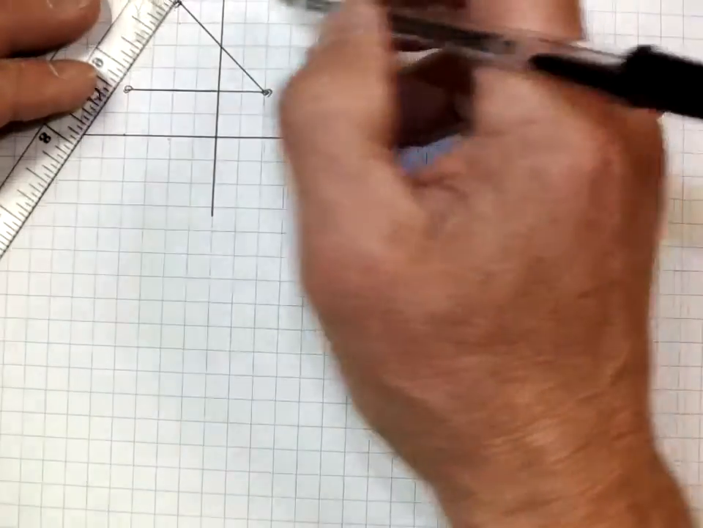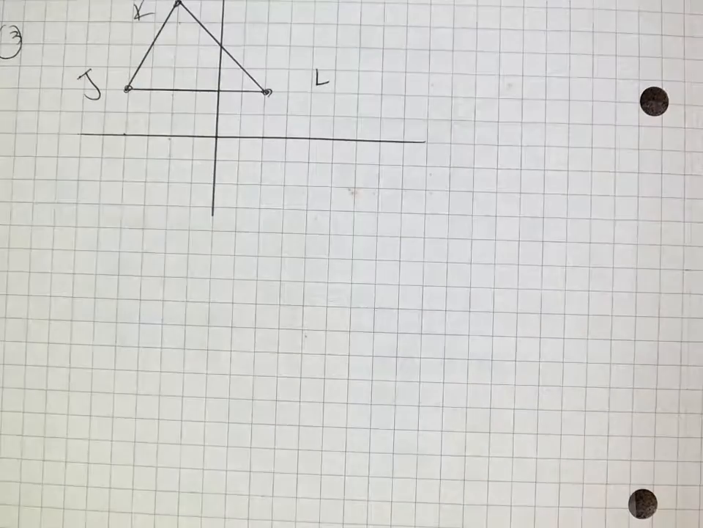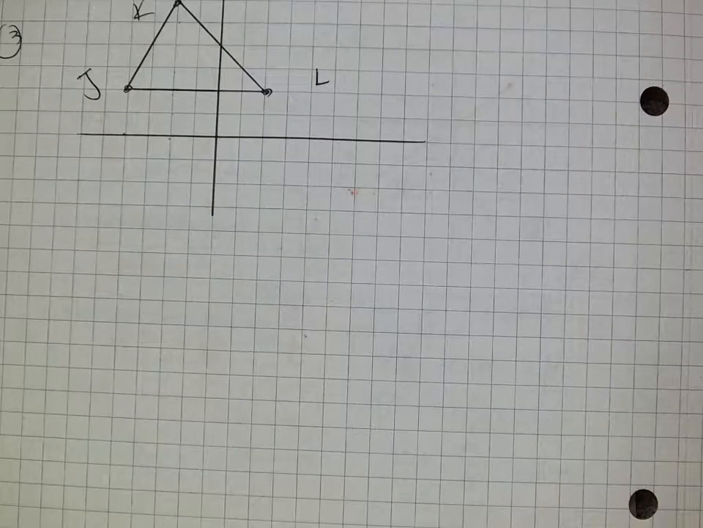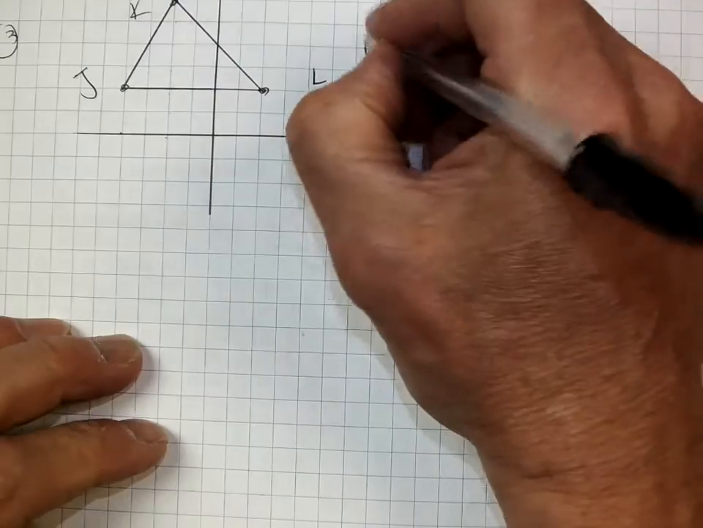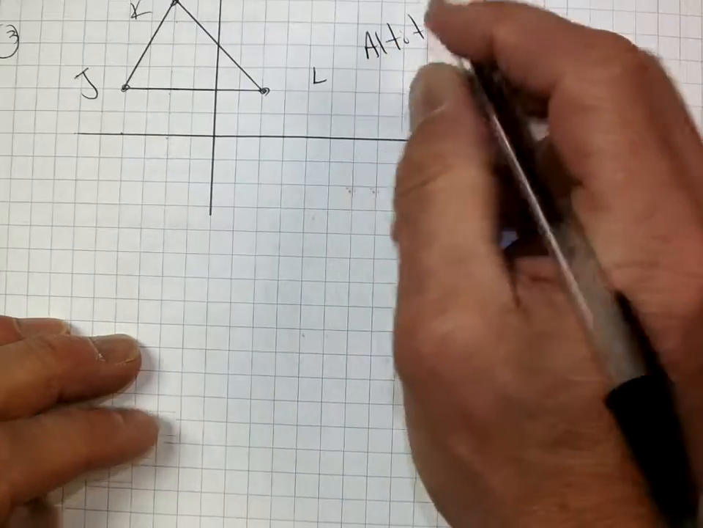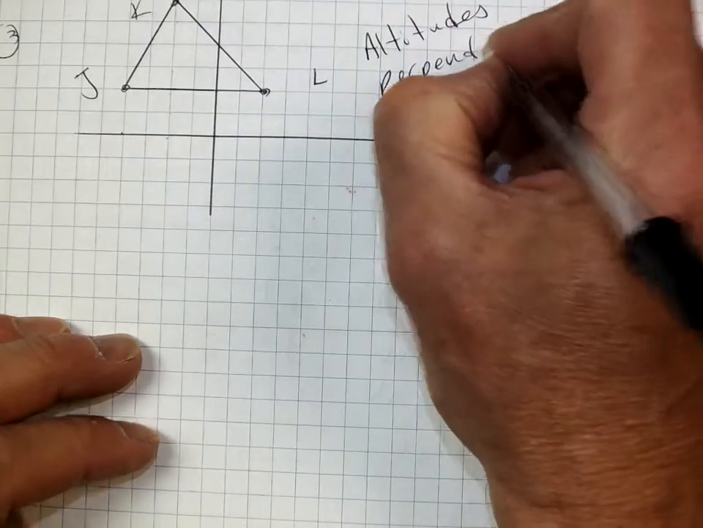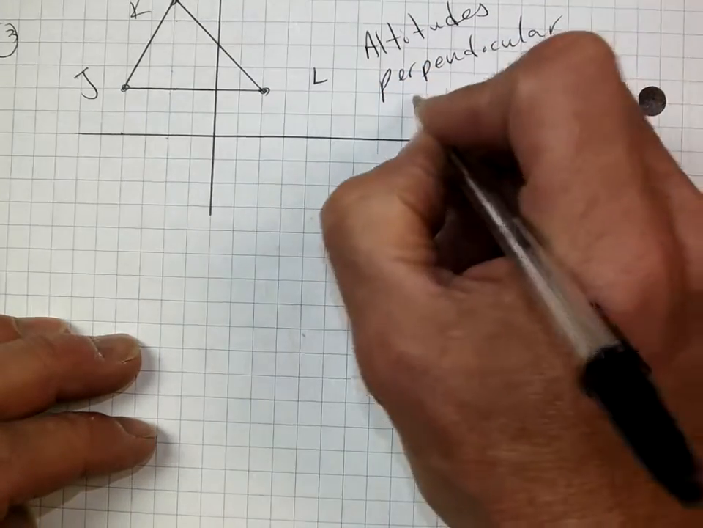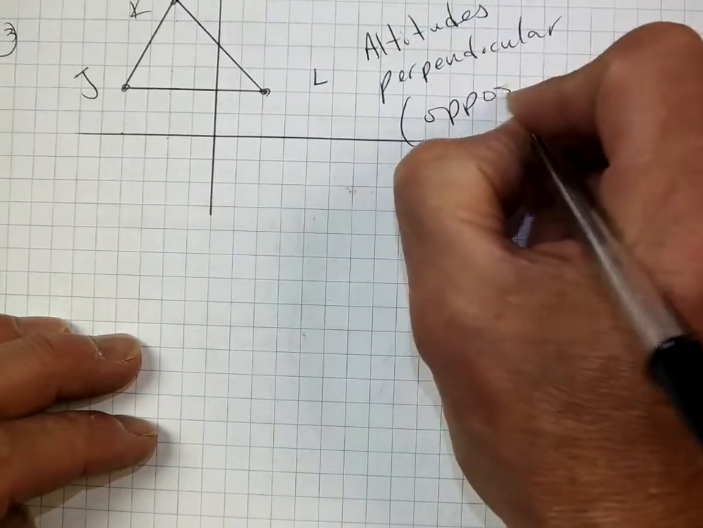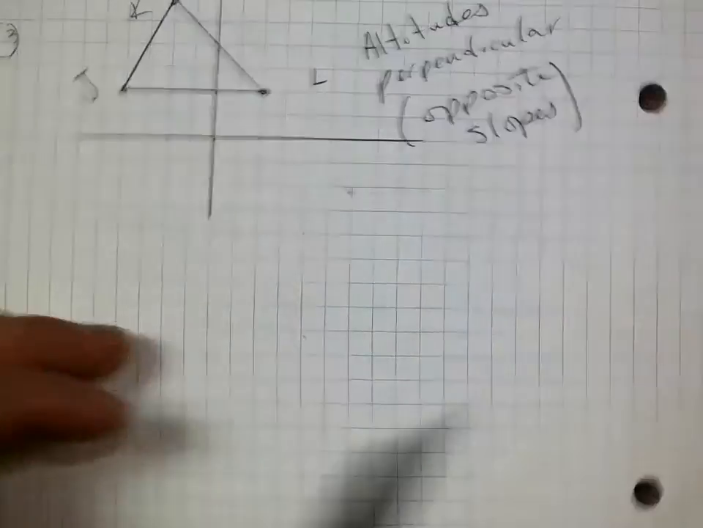All right. We just did this in the warm-up, right? Okay, so orthocenter. We're looking for altitudes, which are going to be perpendicular, right? Which means opposite slopes, right? Okay, those are all the things I'm going to do.